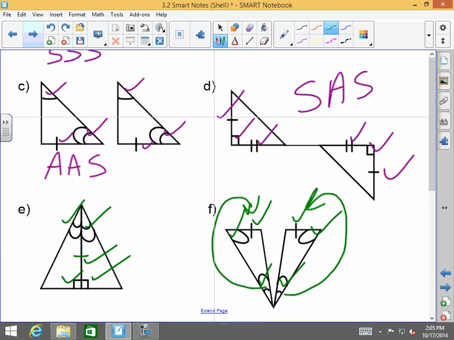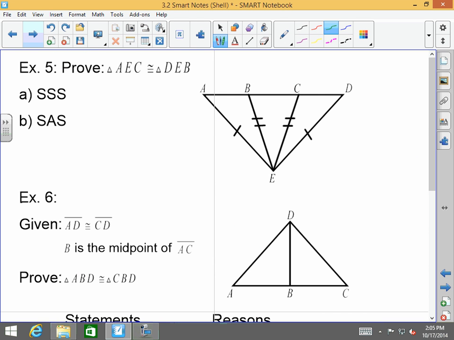Now, the fun part, the part you guys have been waiting for. Our proofs are coming. Okay, I want you to prove that triangle AEC is congruent to DEB. This one we don't need a full-on proof, but what would I need to prove it by side, side, side? What would I need? And let's start learning how to identify the triangles, right?